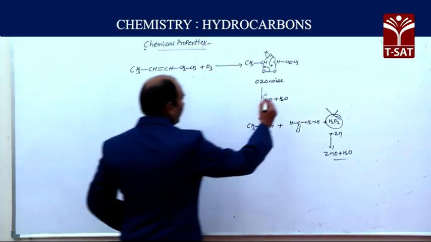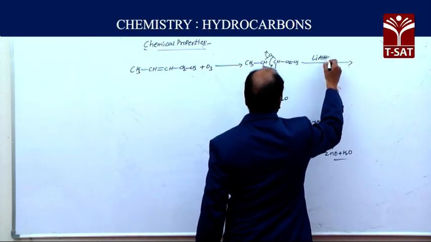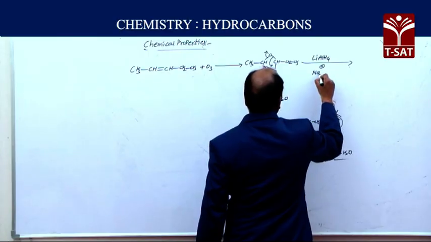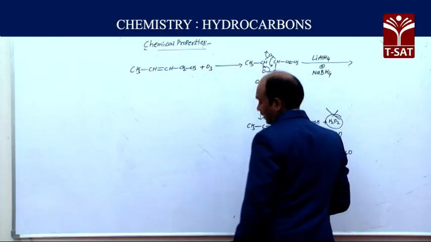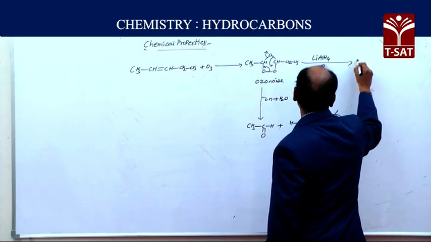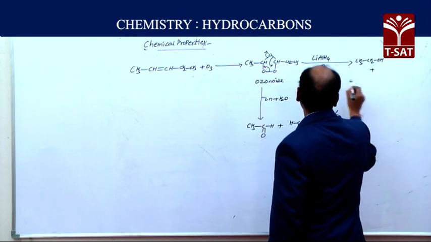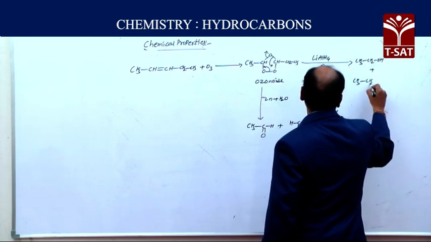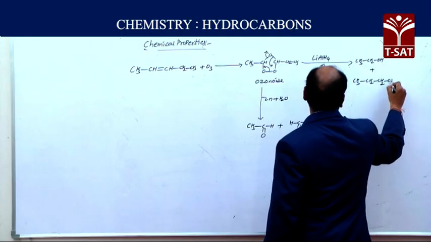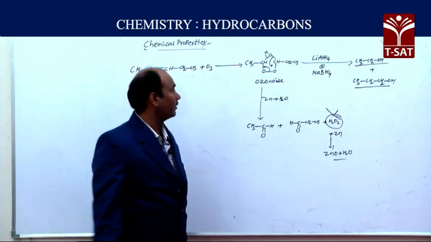Sir, if we treat with lithium aluminum hydride, what happens, sir? Lithium aluminum hydride or sodium borohydride. Just break this one, this is converted into CHOH, and this one is converted into CH3 CH2OH, plus this is converted into CH3 CH2 CH2OH. This is also alcohol, this is also alcohol, both alcohols are formed.